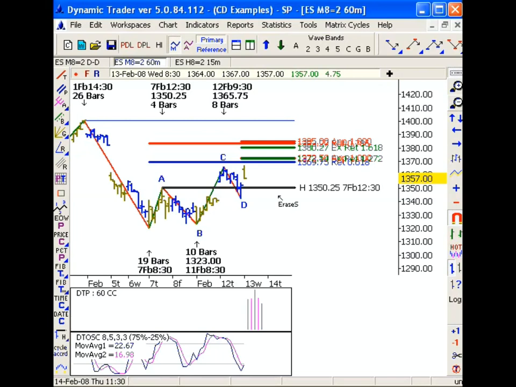But we'd want to look at the time position if this market continued up and reached one of these two levels, as well as the momentum position as it continued up, to help qualify which one it might be.